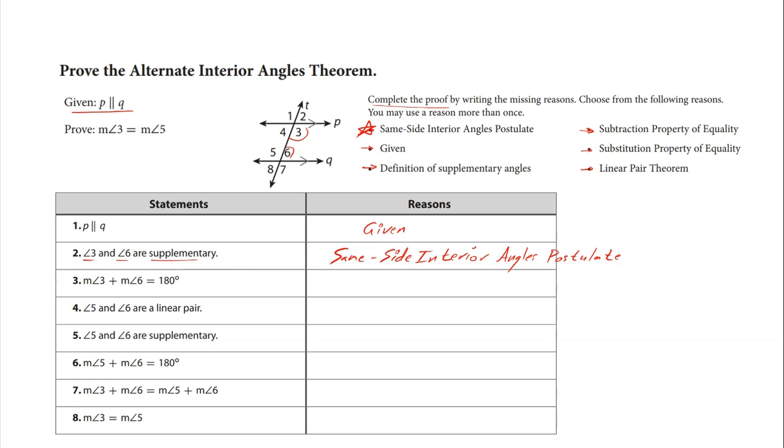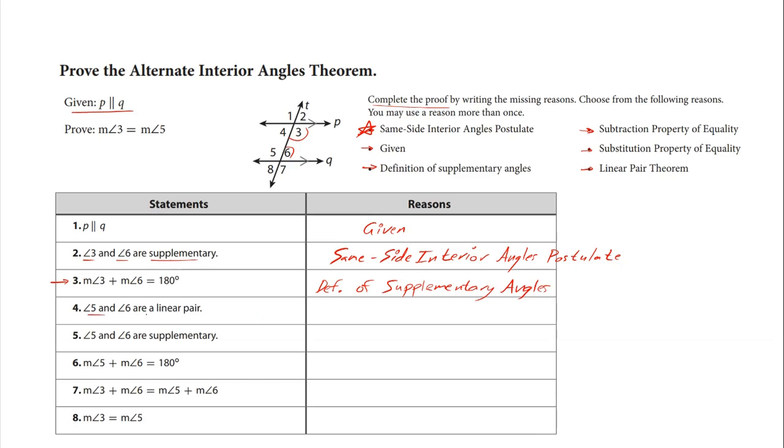Now, in step 3 they say the measure of angle 3 and the measure of angle 6 should add up to 180 degrees. Well, that's the definition of supplementary angles. Supplementary means 180 degrees, right? They should add up to 180 degrees.